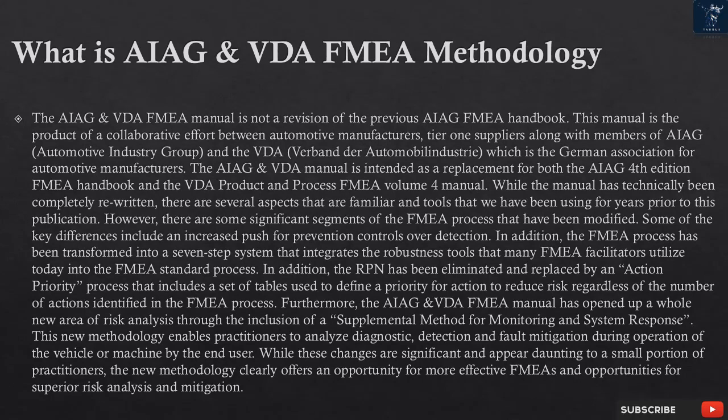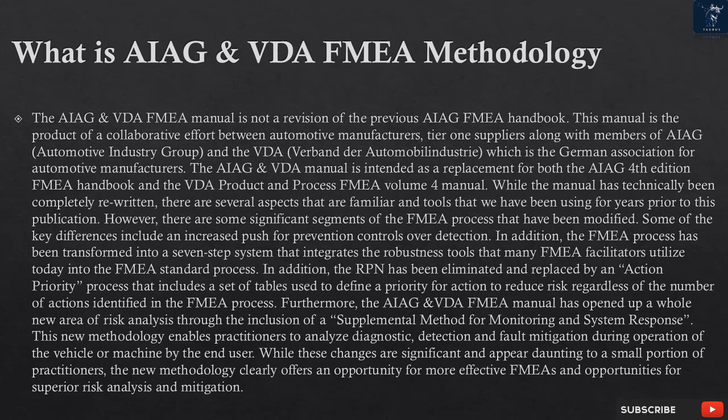While the manual has technically been completely rewritten, there are several aspects that are familiar and tools that we have been using for years prior to this publication. However, there are some significant segments of the FMEA process that have been modified. Some of the key differences include an increased push for prevention controls over detection. In addition, the FMEA process has been transformed into a 7-step system that integrates the robustness tools that many FMEA facilitators utilize today into the FMEA standard process.